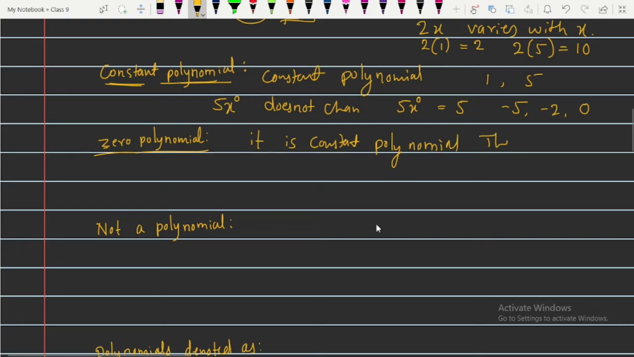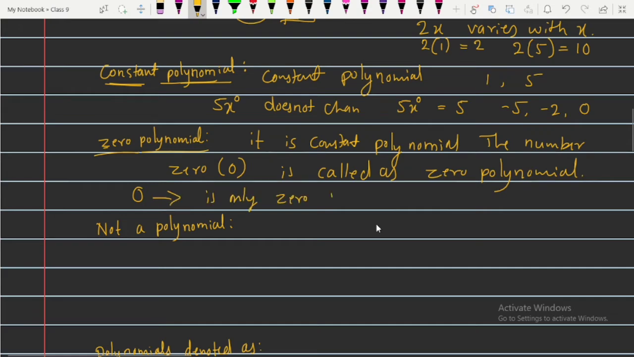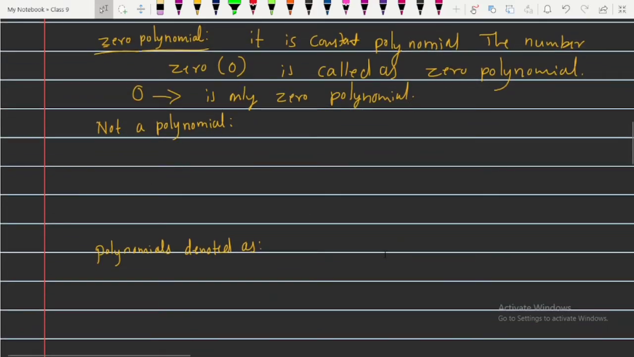The number 0 is called the zero polynomial. Okay, zero polynomial. Yes, these are the zero polynomial. Which is a zero polynomial? The number 0 is the only zero polynomial. I hope you understood what a zero polynomial is. Next we are going to see which are not polynomials.